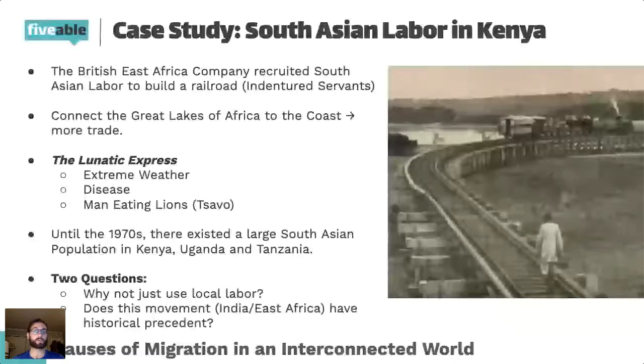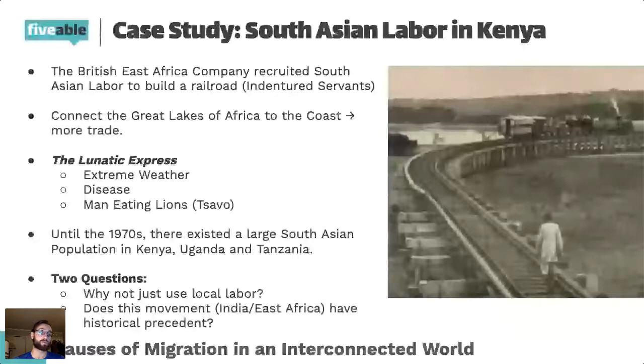And it was a very diverse bunch. You had Muslims, you had Sikhs, you had Hindus, everybody came. And the story of building the railroad is a story all in and of itself. It was called the Lunatic Express because building it was insanely dangerous.